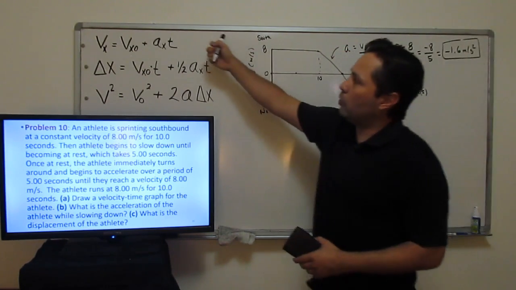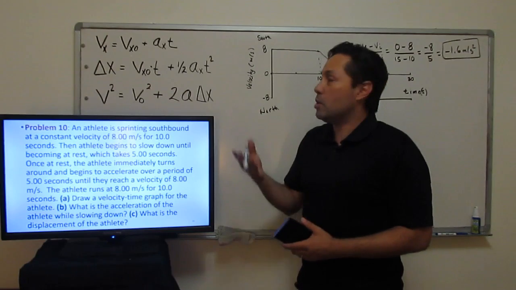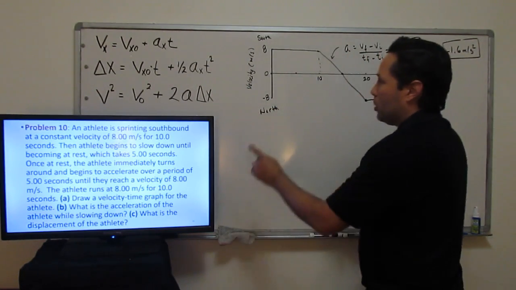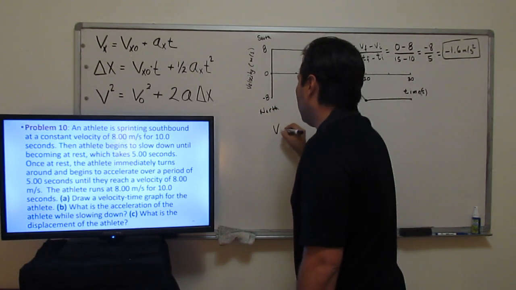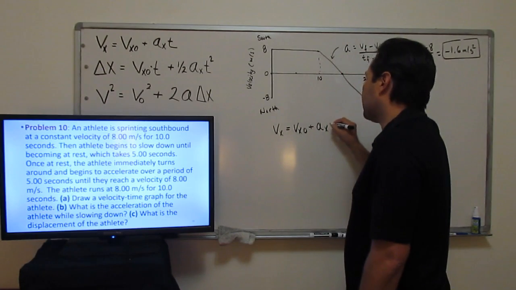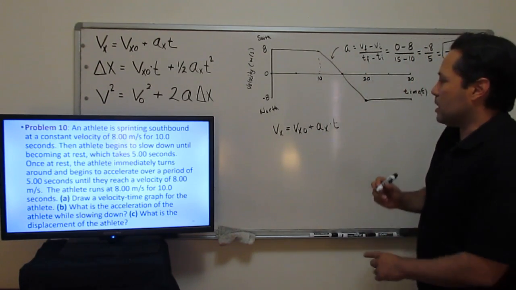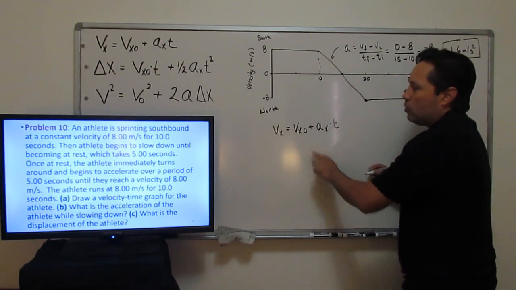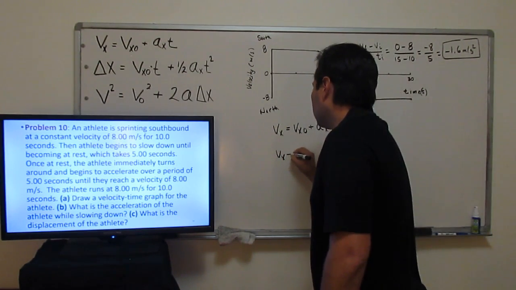The other one, let's go with the lesson that they're teaching us. They brought up these formulas, so let's go ahead and use them. Alright, so Vx equals Vxo plus acceleration on the x-axis times t. We want the acceleration, so we're going to move over the Vxo by subtraction.